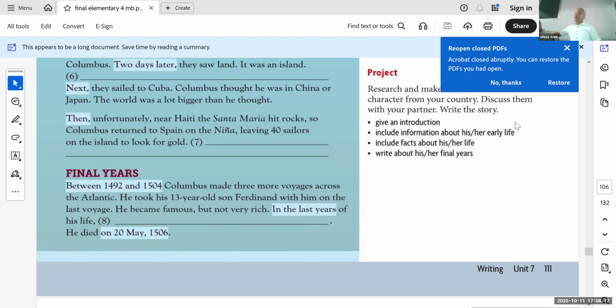He took his 13-year-old son Ferdinand with him. He took his son with him. Go to hell. जहन्नम में जाओ, मैं साथ लेके जाऊंगा। I will take you with me. Yeah, sure, I will go to hell, but I will take you with me. We will have fun together.